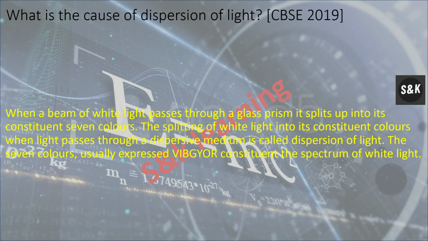What is the cause of dispersion? When a beam of white light passes through a glass prism, it splits up into its constituent seven colors. The splitting of light into its constituent colors when light passes through a refractive medium is called dispersion of light.